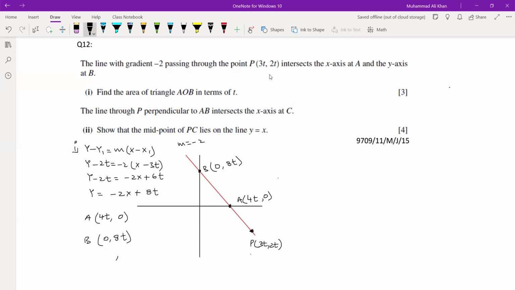नाउ वी हैव टू कैलकुलेट द एरिया। एरिया इक्वल्स टू हाफ बेस इनटू हाइट। Base is this 4t and height is 8t. So half times 4t times 8t, 16t squared is the area of the triangle. आ रही है बात समझ? कोई कंफ्यूजन हो गया था सॉल्व?